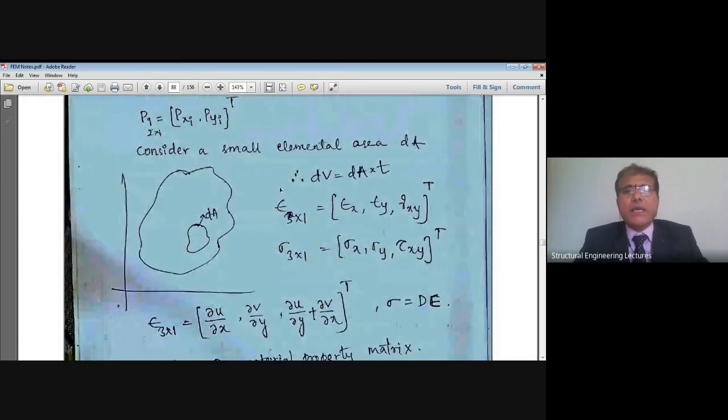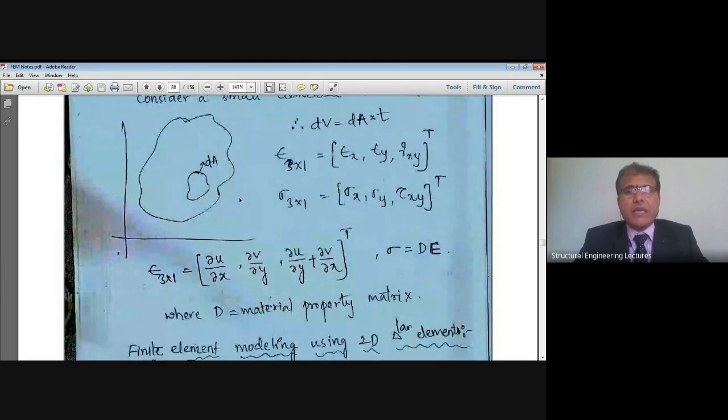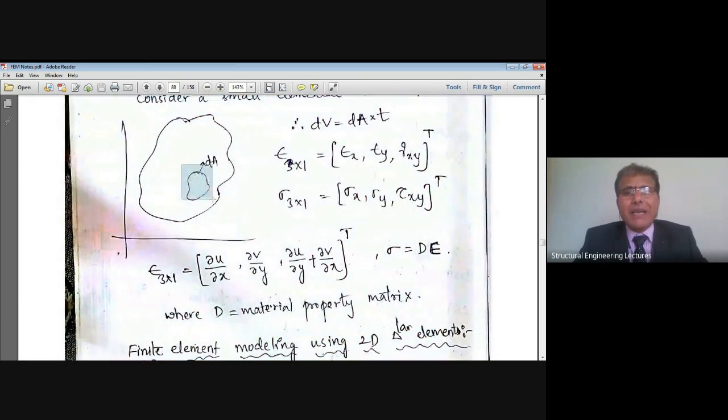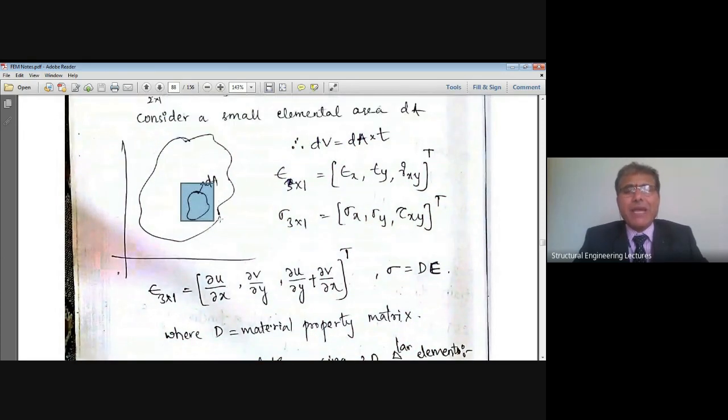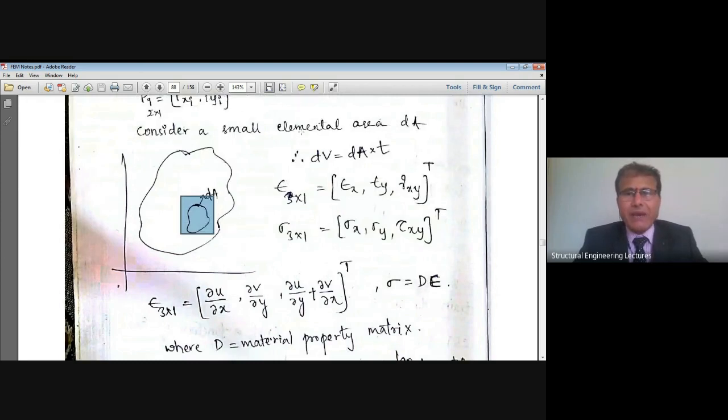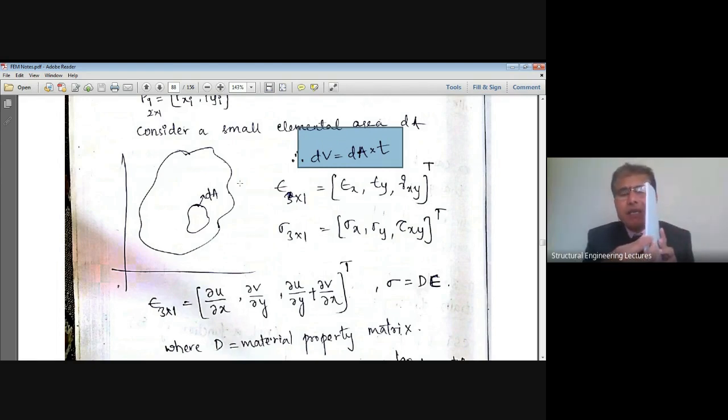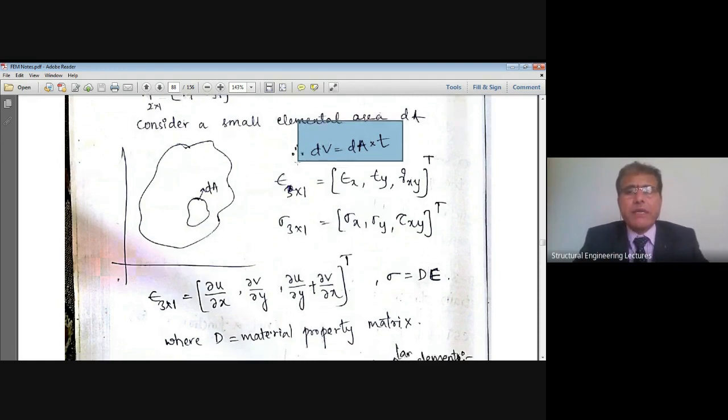Then once I see that generalized body 2D continuum, now I'll consider an infinitesimally small element having an area dA, therefore its volume is equal to dV, given by dA multiplied by its thickness. Its thickness is constant T. Therefore, dV is equal to dA multiplied by T.